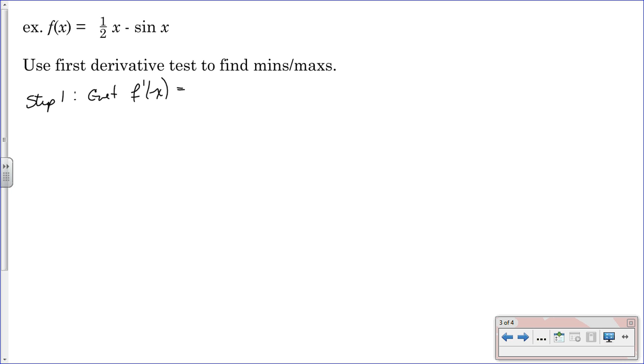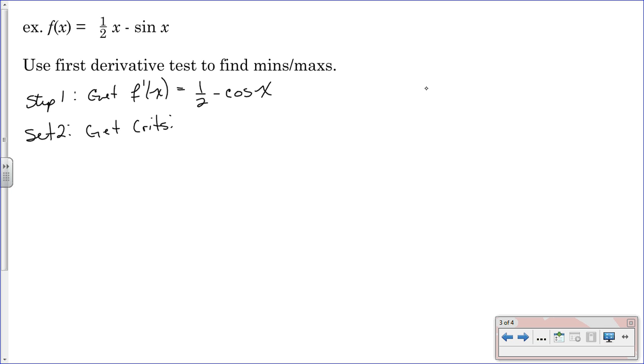Well, f prime of x is going to be 1/2. Derivative of minus sine is minus cosine x. So there's our derivative. Step 2, we have to get the criticals. Well, we don't have to worry about where it does not exist in this case, and we don't have any endpoints.